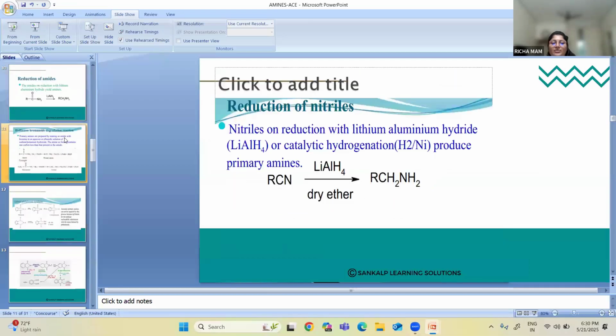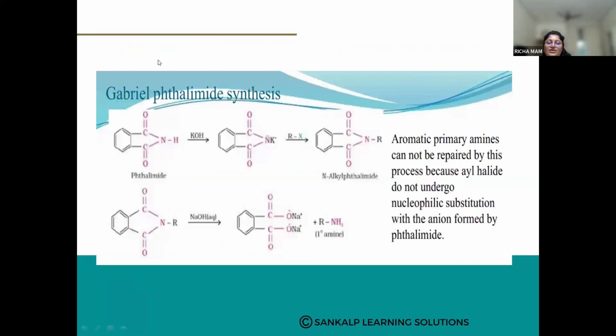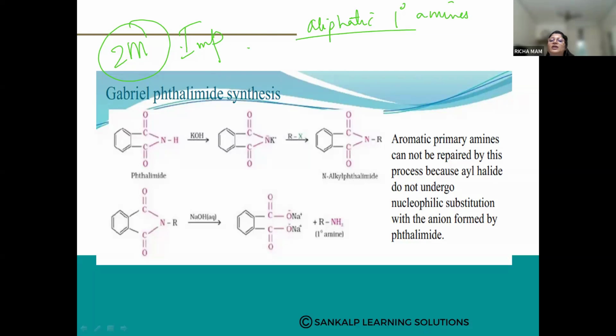Next, we are going to see the Gabriel phthalimide synthesis. Mark this also very, very important. Gabriel phthalimide synthesis, students. Mark this as very, very, very important. This is used for the preparation of aliphatic primary amines.